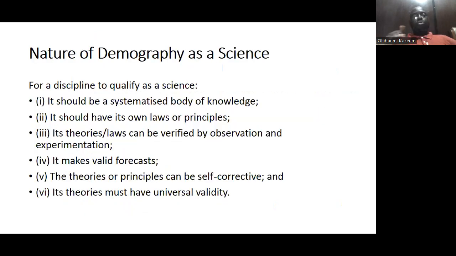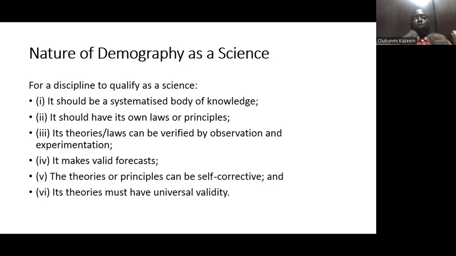All right. So now we'll talk about the next one. Here we are looking at the nature of demography as a science. Before we talk about the nature of demography as a science, we must first understand what are those things that characterize science. When we say a particular field of endeavor or field of study is a science, the characteristics that we must see in such a field include the fact that it should be a systematized body of knowledge. It should have its own laws or principles. Then the theories emanating from that particular field can be verified by observation and experimentation.